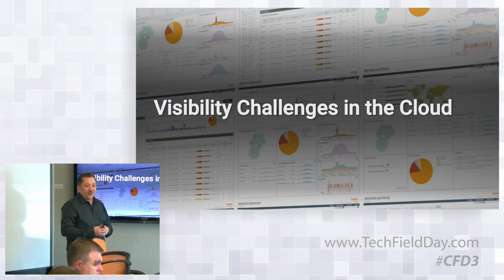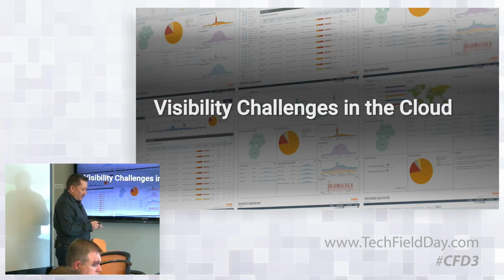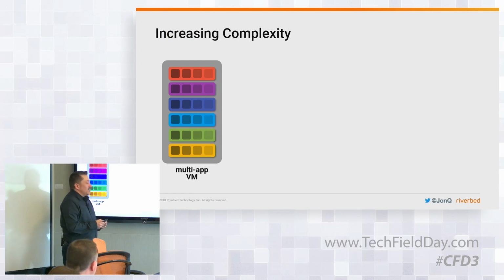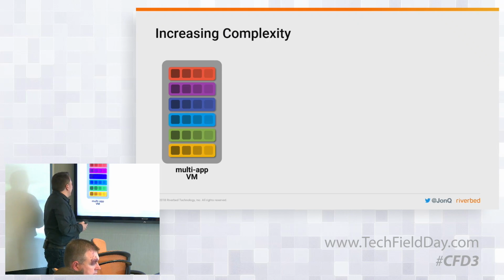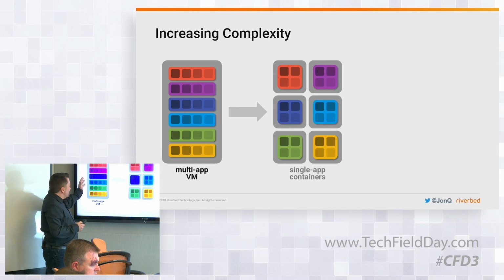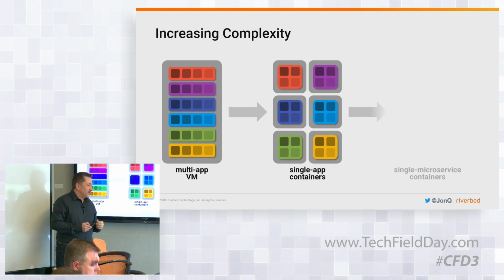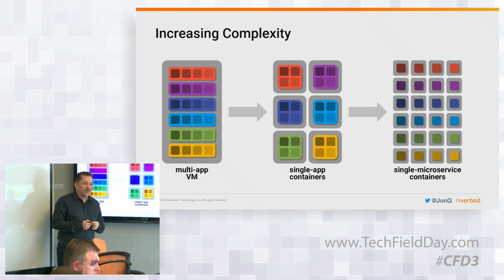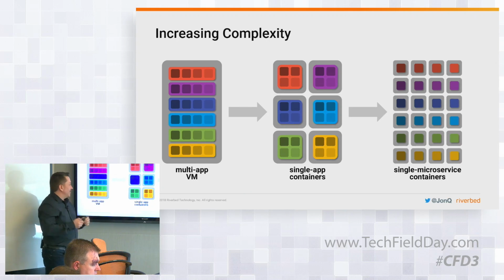So this leads to the question of when you go to the cloud, does the benefit of this degrade? And I would say a resounding no. The cloud has introduced complexity beyond belief. We started with multi-app VMs. We then moved to single app containers, and then we said, okay, let's do single microservice containers. And now with Lambda, it's going to get even more complicated, right?